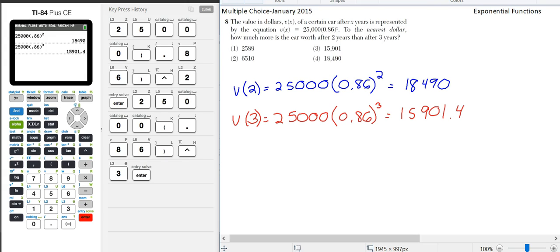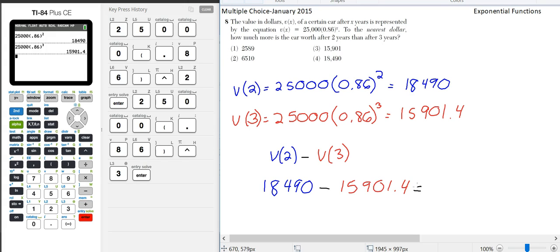And let's find the difference between these. How much more was it worth at v of 2? So we want to find what is v of 2 minus v of 3. And we have our values for v of 2 and v of 3, so we want to do 18,490 minus 15,901.4.